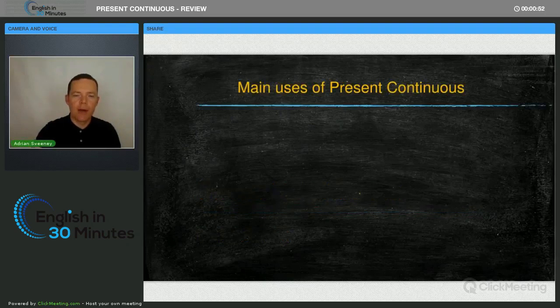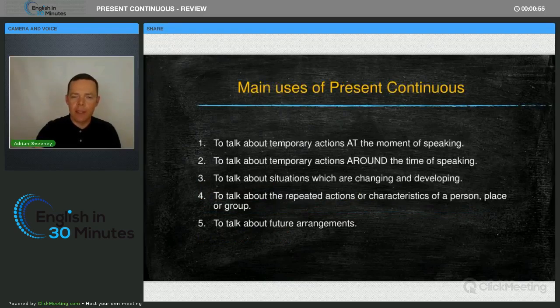So present continuous, there are 5 main ways, 5 main uses of the present continuous. Number 1, we can use the present continuous to talk about temporary actions at the moment of speaking. Number 2, we can use it for temporary actions around the time of speaking. Number 3, we can use this tense to talk about situations which are changing and developing. 4, we can also use the present continuous to talk about repeated actions.